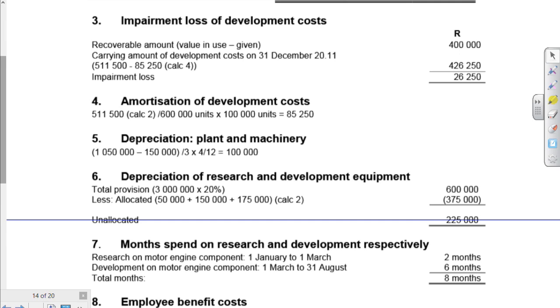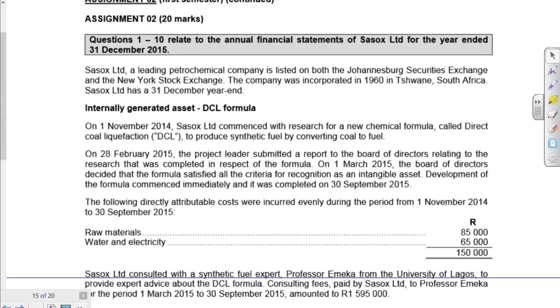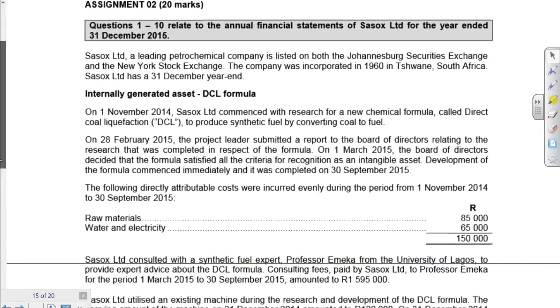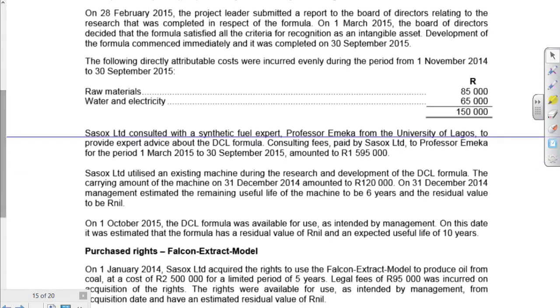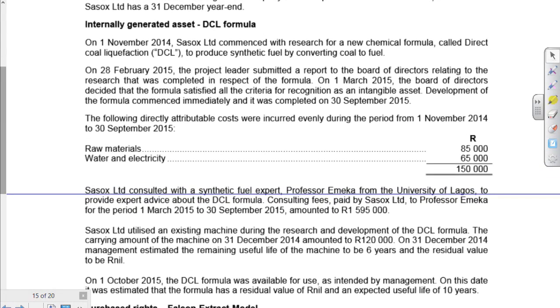Okay, so you get the feeling, because I want to do the one in the assignment. The one in the assignment is not massive like this one, and in your exam, it's unlikely to be massive like this one. The one in the assignment is a little bit long. There is research that was commenced 1 November 14. That's last year, hey?